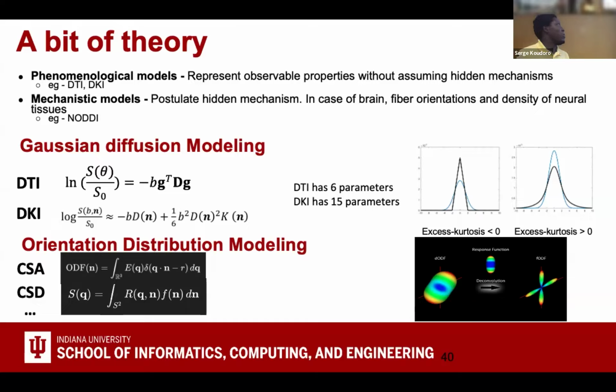Then you have the second category, which is the orientation distribution modeling, which includes CSA, CSD, and all the other ones, where every single voxel is no longer described as a Gaussian. Every single voxel is described as a spherical function. A spherical function means that our signal is around a sphere, and the sphere describes the different distances, the different directions, etc.